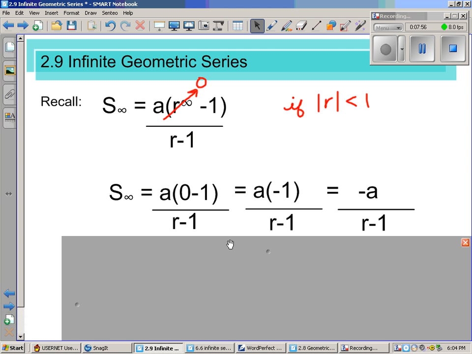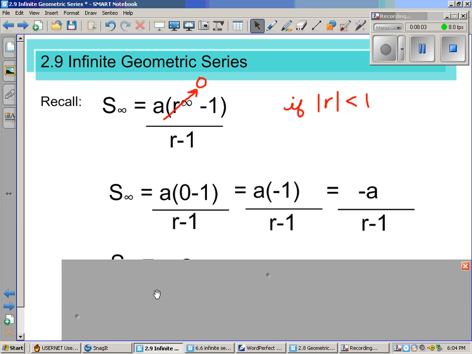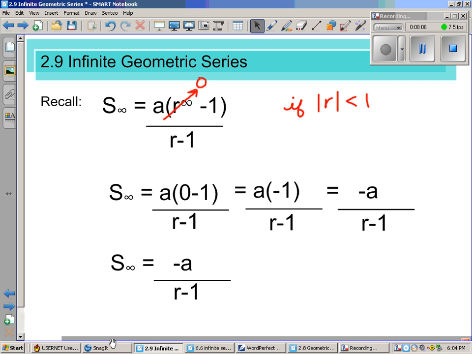So 0 subtract 1 is -1. So a times -1 is -a. The denominator stays the same. This is what we get for our formula. So this is the formula you need to write down. This is for an infinite sum that adds up. The n is infinity. So we have -a over r minus 1. That's the formula we're going to use if the absolute value of r is less than 1.